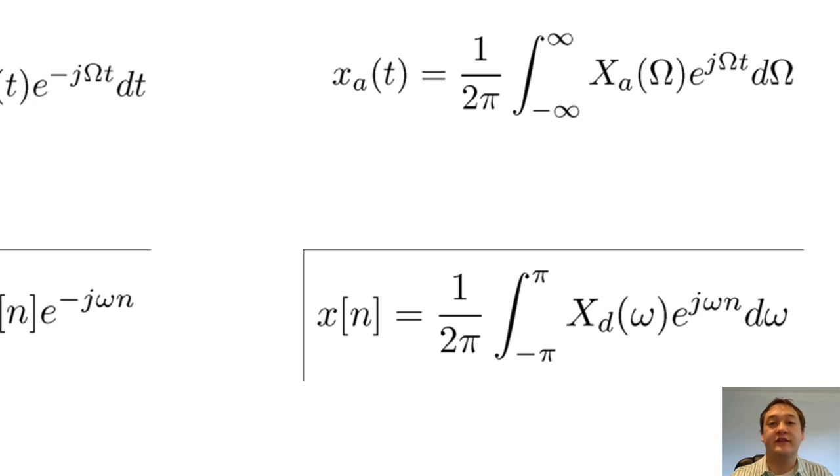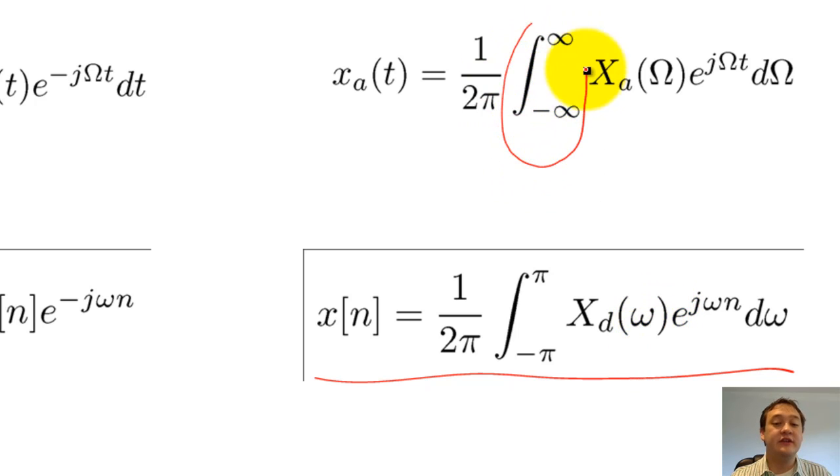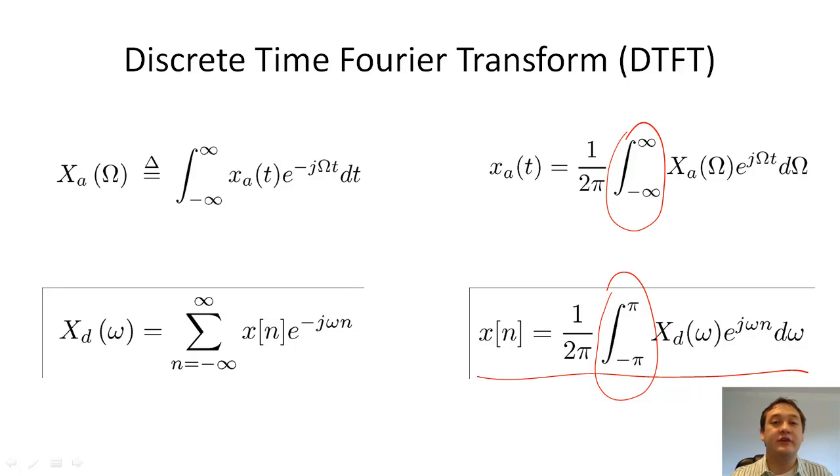To reverse the process of the Fourier transform, we use the inverse DTFT. And essentially we just change our variables again from capital omega to lowercase omega. And we also change the range of the integral from infinities to pi's. I'll explain why we change the integral by showing an example DTFT.